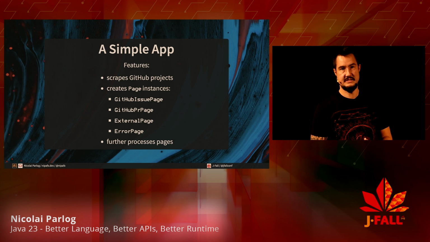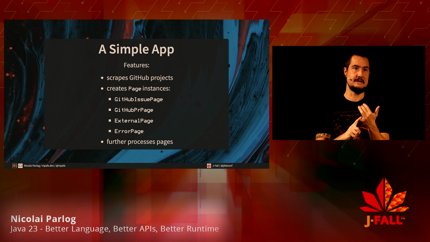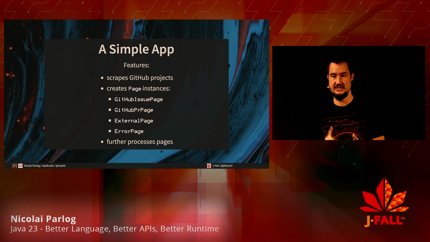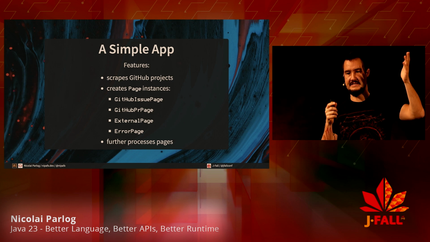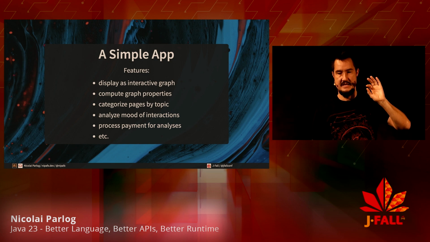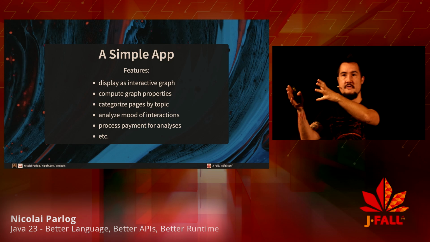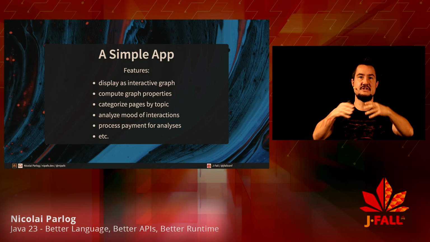We have a simple app here that scrapes GitHub projects. It creates page instances of GitHub issue page, pull request page, error page, or external page. And then it further has features built on that. What features could this be? Tons of ideas. The details don't matter. It's just that we have some domain types, and we have a lot of functions or methods or features that operate on them.